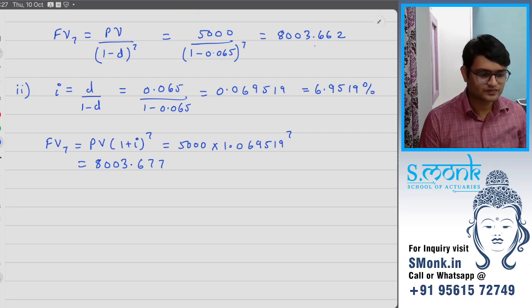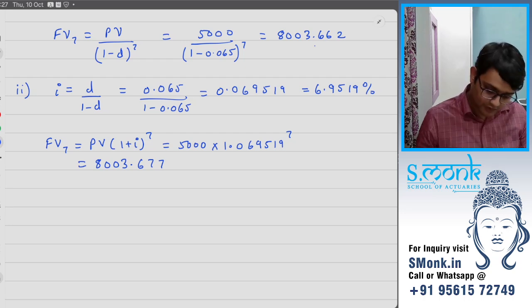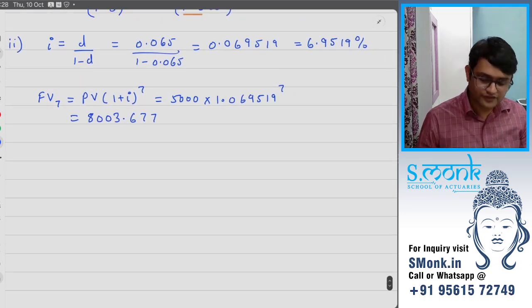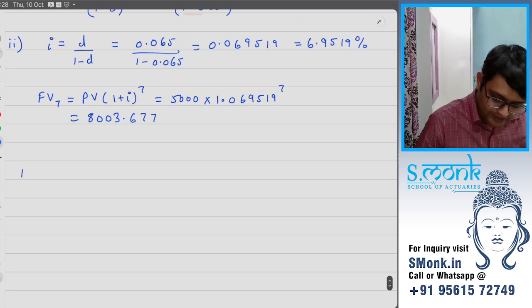So it's basically the same answer, because these are the same rates of interest. Rates of interest and rates of discount are called equivalent rates.